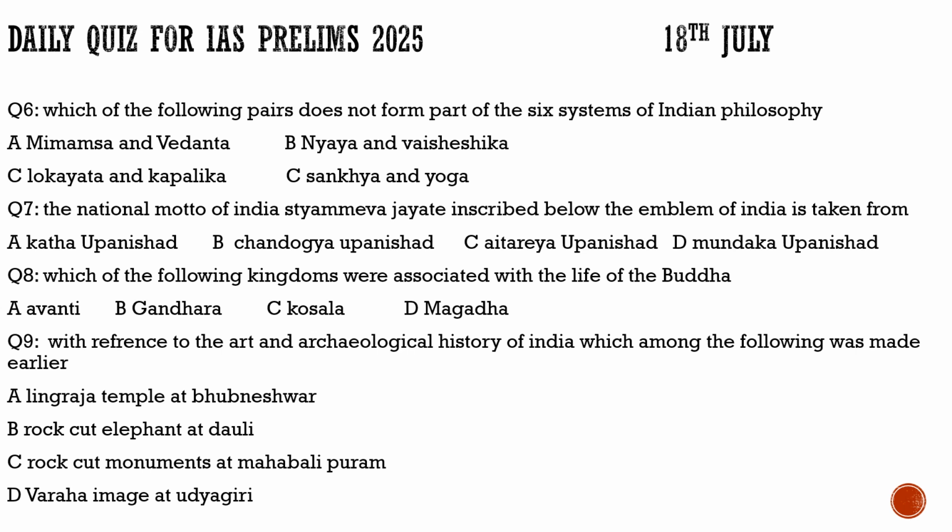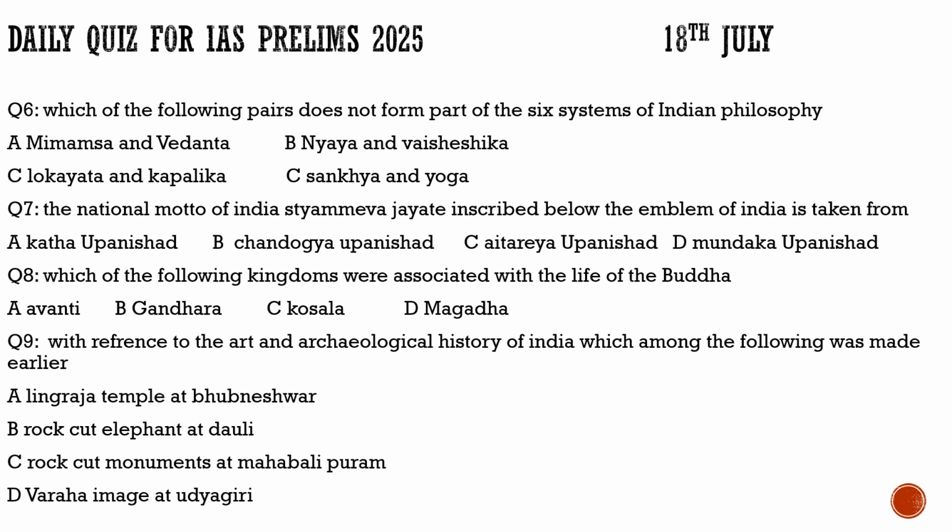Now coming to question number 8, it says, which of the following kingdoms were associated with the life of the Buddha? If you have noticed, we have been discussing ancient history questions for the last 18 days now. If you had been with me and analyzed one thing, most of the questions in ancient history are asked from Buddhism, Jainism, and the Vedic period. These 3 parts are the most important. Most of the questions are asked from these only.